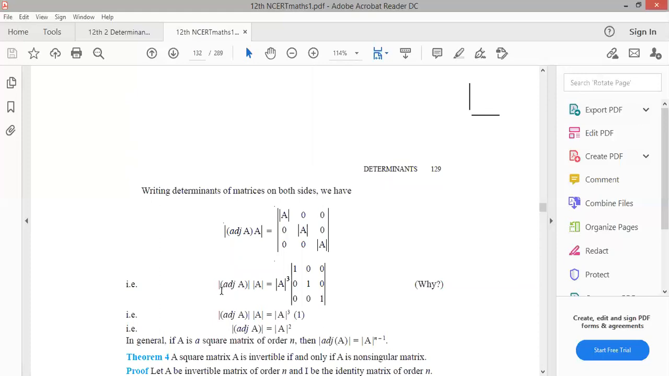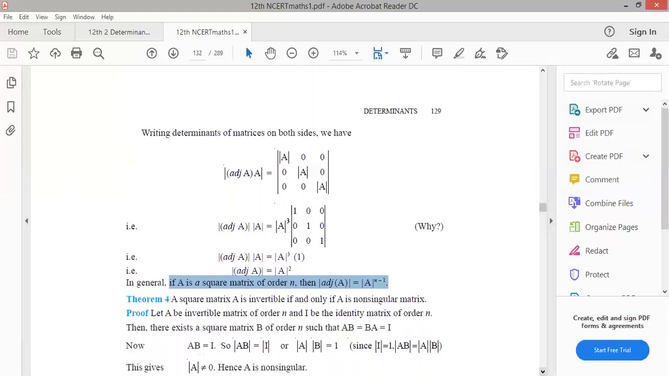We will apply here the theorem that determinant of A into B is equal to determinant of A into determinant of B. This is equal to determinant of A whole cube. So we get at the end that the determinant of adjoint of A is equal to determinant of A square. That means if we have a square matrix of order n, then the determinant of adjoint of A is equal to determinant of A raised to the power n minus 1. It's very important.